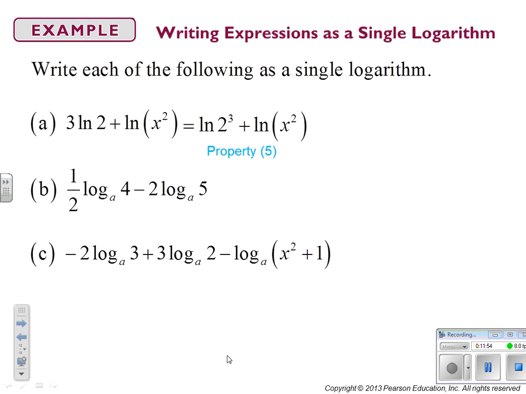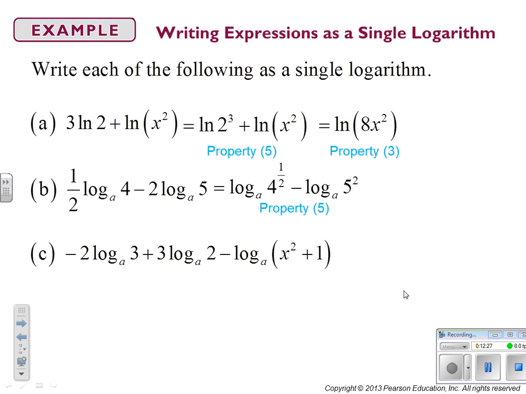Then we're going to use the reverse of our multiplication inside a log property. So we're going to put them back together into a log. So it's 2 to the 3rd times x squared, all inside the natural log. Any questions about that? Yeah, Josh.